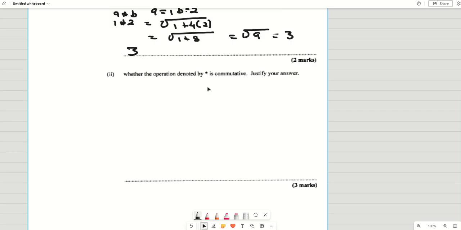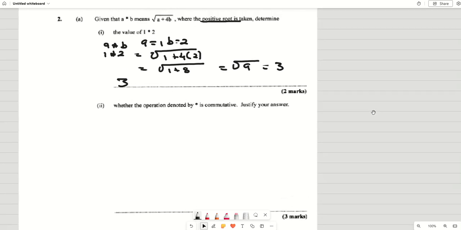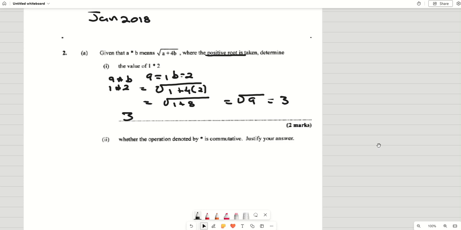So it will be 3, and that would be your answer for this question. State whether the operation denoted by the star is commutative, justify. Commutative means it does not matter the order in which you do the operation, you're supposed to get the same answer. So what we could say is 1 asterisk 2 is equal to 3.